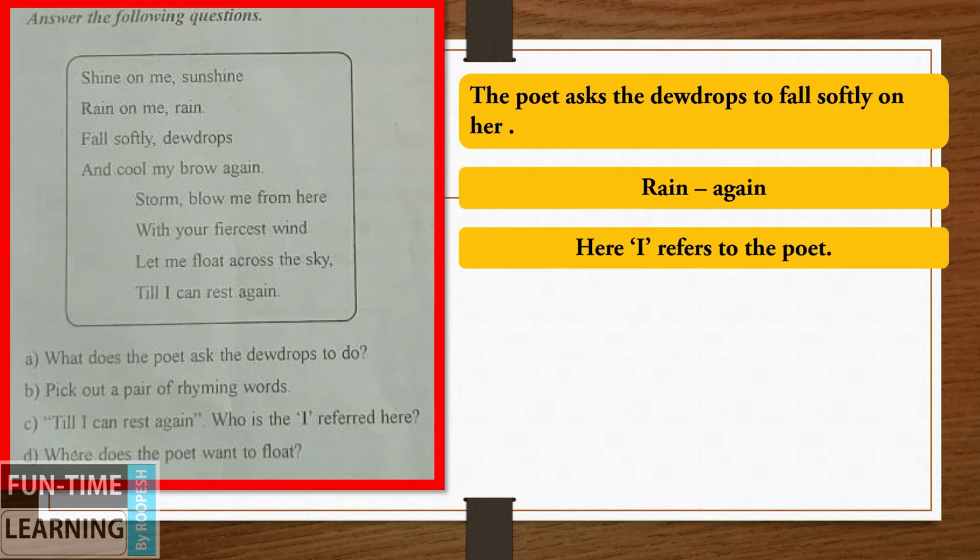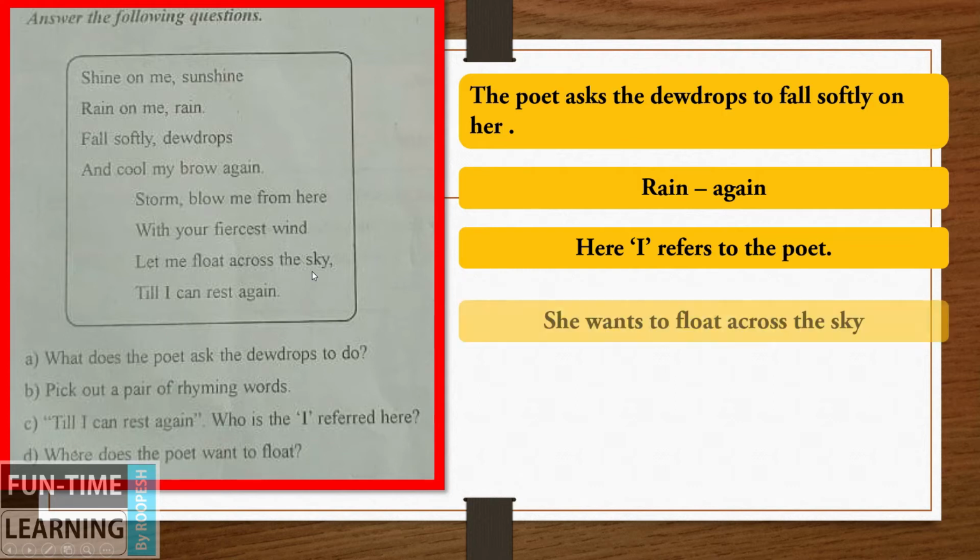It is very clear. Where does the poet want to float? You can search for the word float here. Here is the word float. Let me float across the sky. So, translating that into a sentence, she wants to float across the sky.